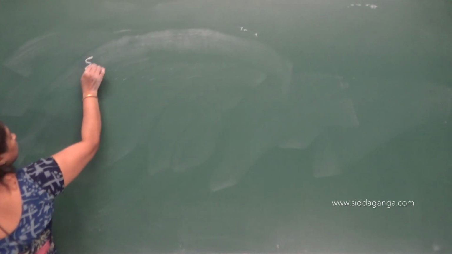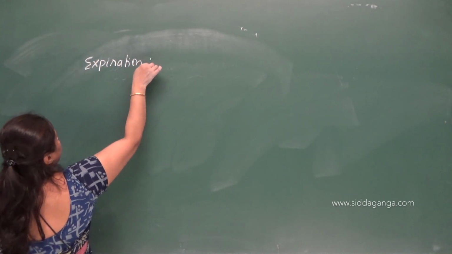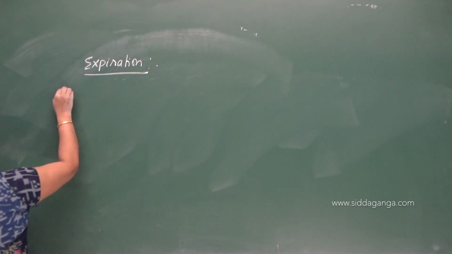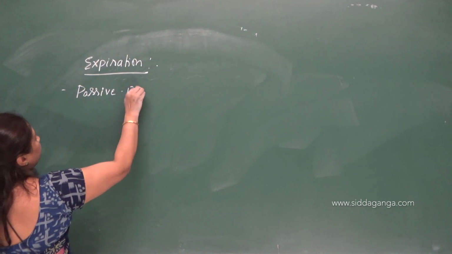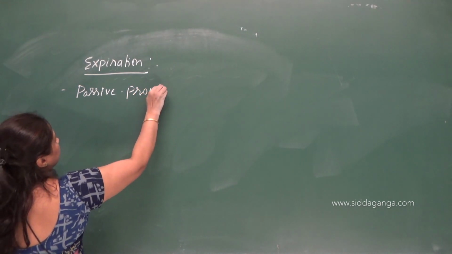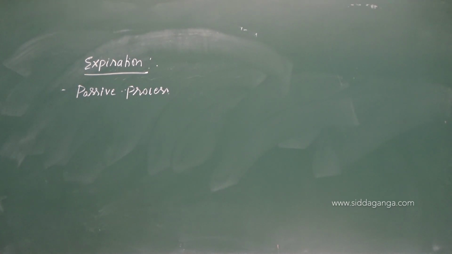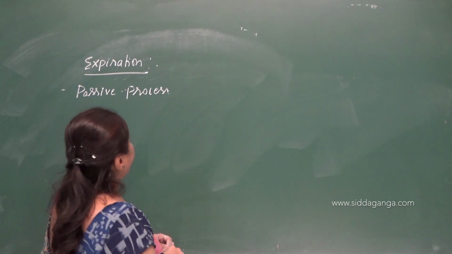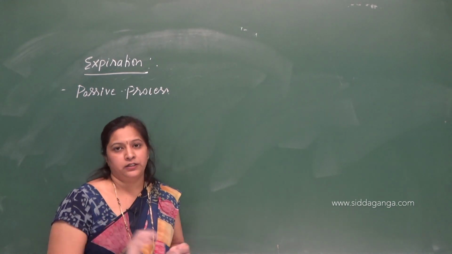Unlike inspiration, expiration is a passive process. Why is it a passive process? It is because expiration occurs because of relaxation of the muscles.